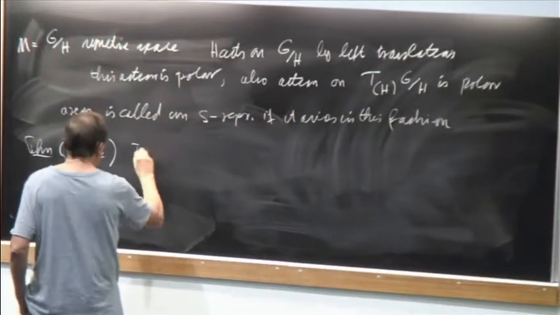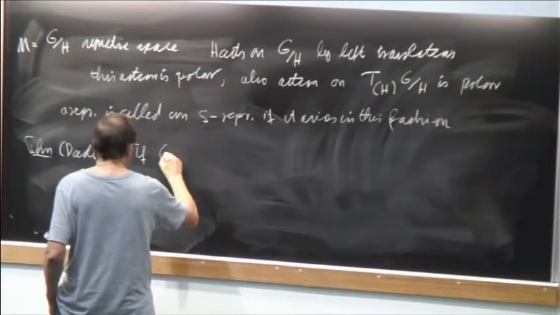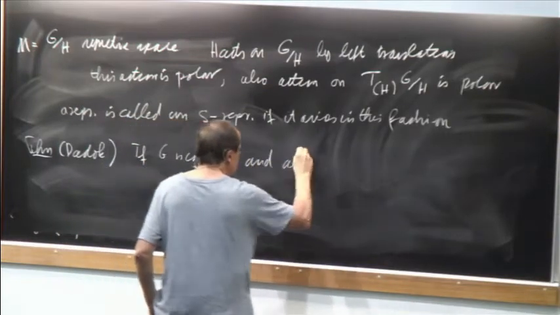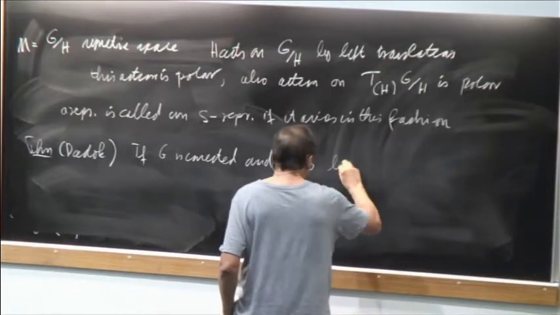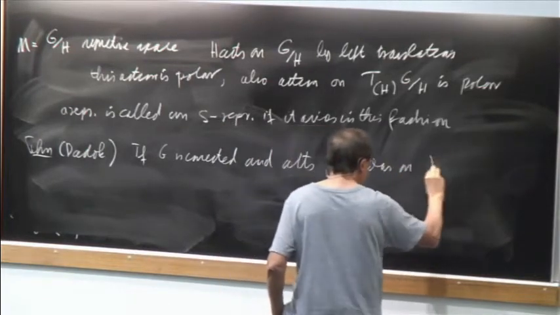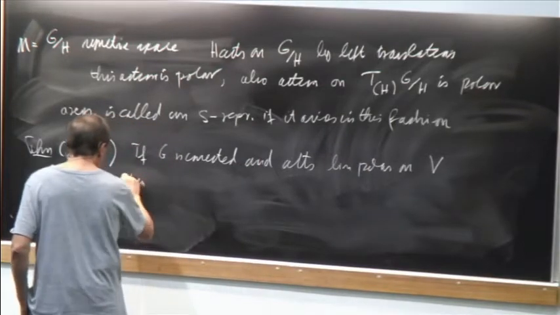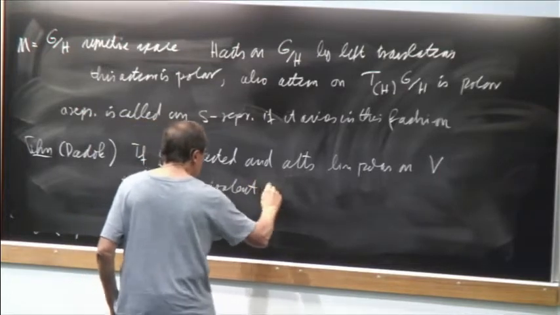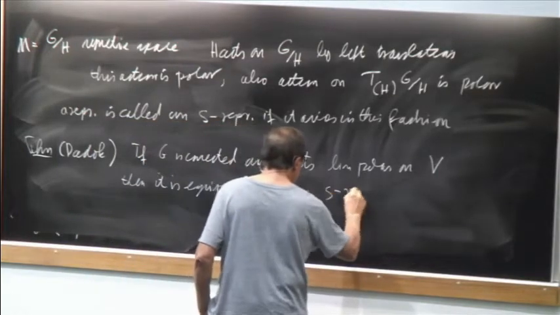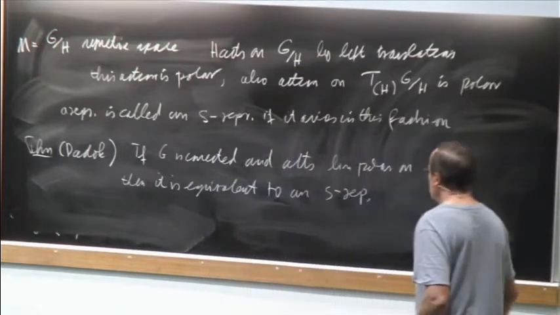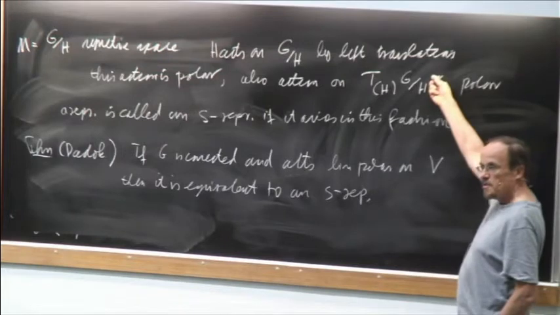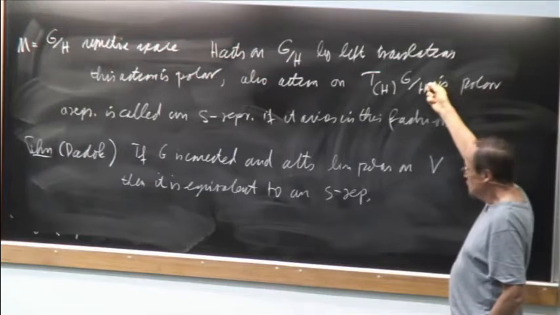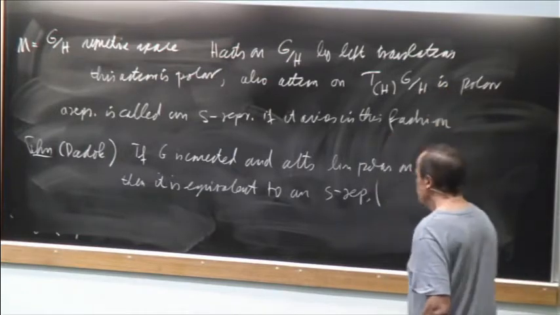That if G is connected and acts linearly and polarly on a vector space V, then it is equivalent to an S-representation. So in other words, there exists an isomorphism of this vector space V with a tangent space of some symmetric space. And the group that acts is the group H, and it acts by the isotropy representation on the vector space. This is almost true, up to what is called orbit equivalence.